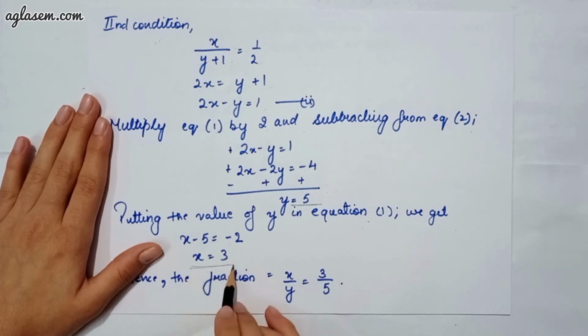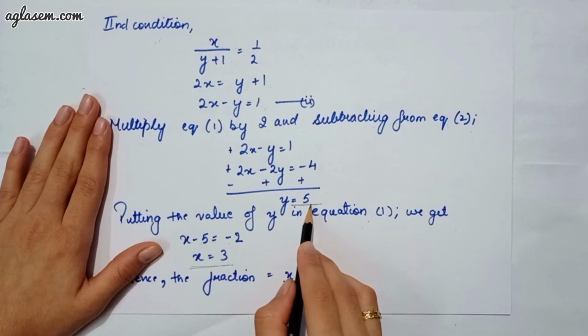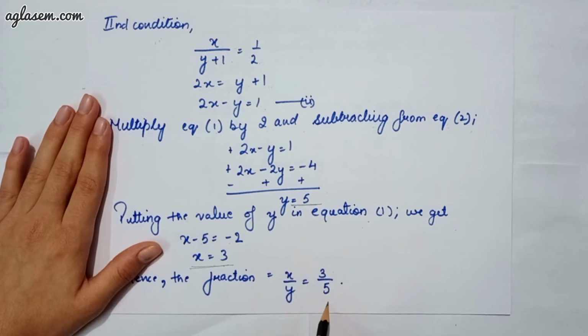Therefore x is 3. So here we have x as 3 and y as 5. So we can write it in the numerator and denominator form, that is x upon y, or we can say we can write it in a fraction form. So therefore our fraction value will be 3 upon 5.